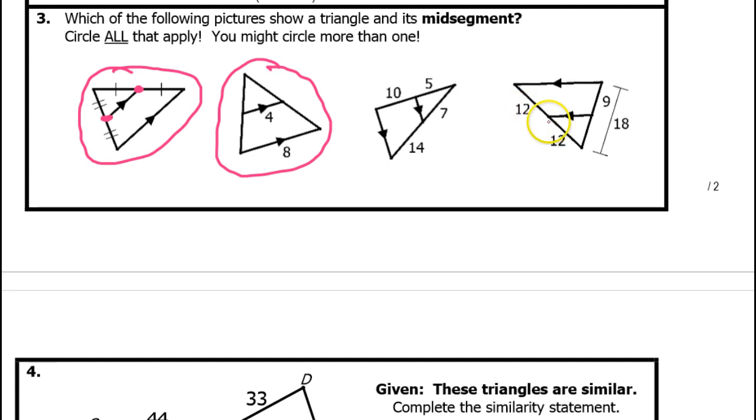So here, this is a mid-segment as well. All right, I see that the two lines are parallel, and I see that we have midpoints. Okay, these are midpoint connectors. So I see 12 and 12, and also because of the 18, we know this will be 9. So it's really the same as number 1, that I can tell these are midpoints because of the markings are the same on either side. I can tell these are midpoints because the numbers are the same on either side. Okay, so midpoint connector, that's a midsegment. So that's number 3.